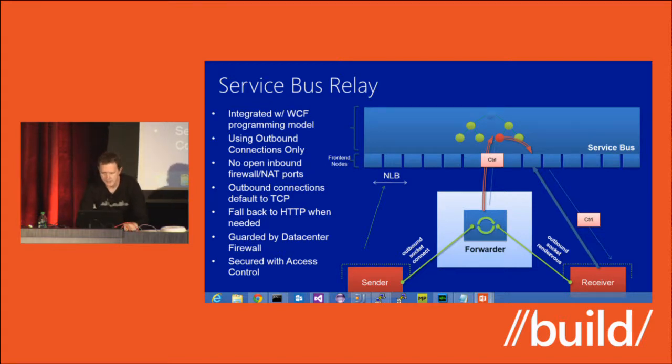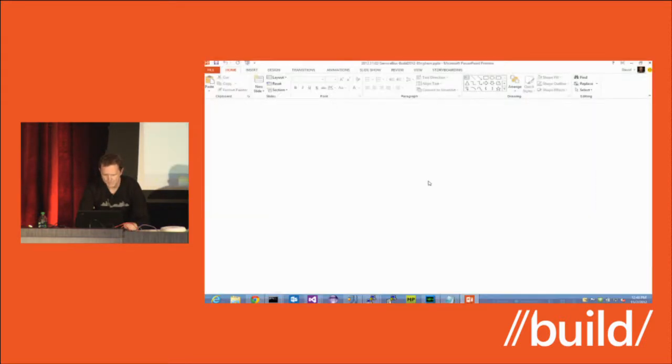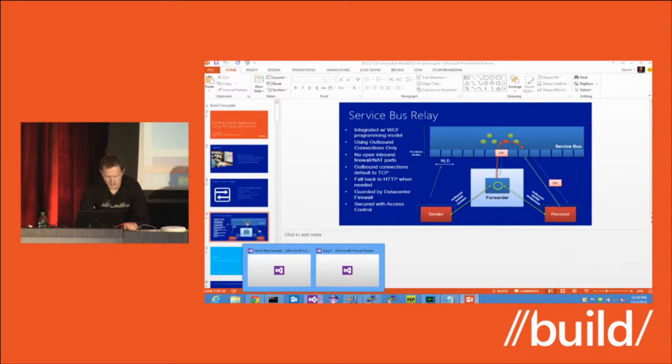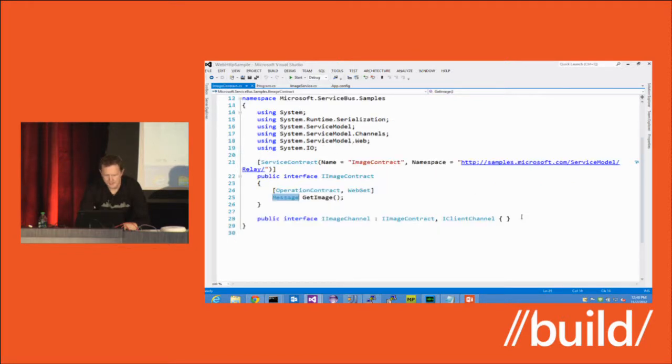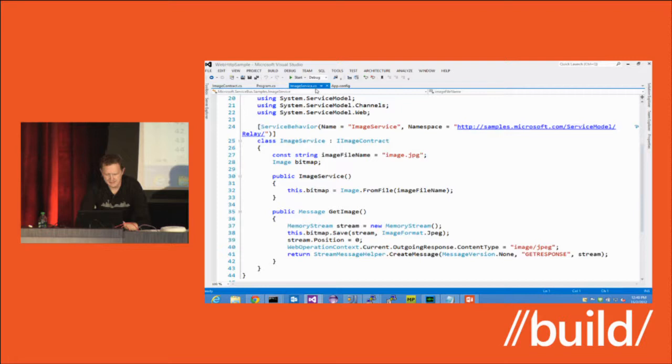I've got a little demo here. So flipping over to Visual Studio, this is a simple little WCF contract. So a single interface that has a single operation, GetImage. It's using the WCF HTTP programming model here. You can see we've decorated this with WebGet. And the implementation of this service is simply loading a file from the file system and making that available as a message when the service gets called. So let me start that up.